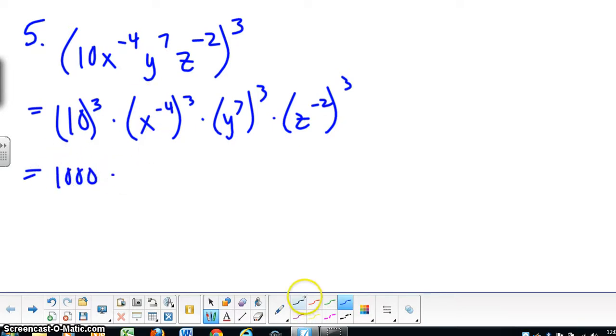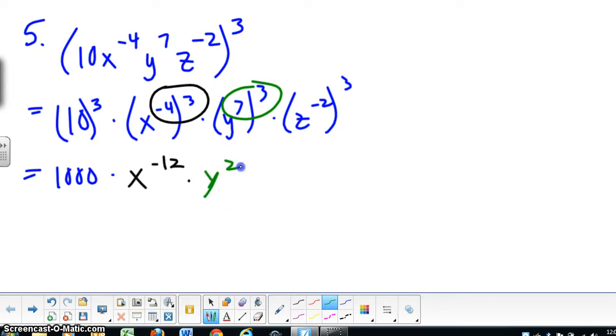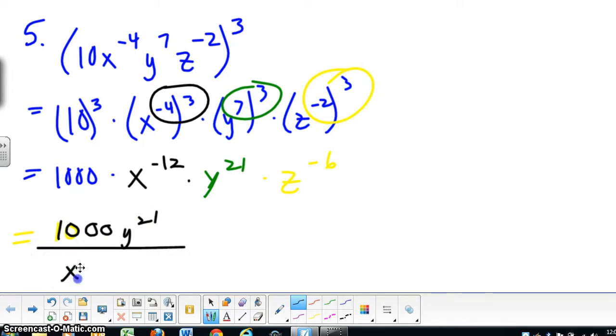1,000. And then if we start multiplying together, x to the negative 12. And then the next one, we have 7 times 3, which is 21. And then the last one is z to the negative 6. And you cannot use negative exponents in this one, as I had said in the directions. So we have 1,000. Let me get something you can actually see. 1,000 y to the 21st, because that's the only positive one, over x to the 12th power z to the 6th. Now we have no negative exponents for the answer.